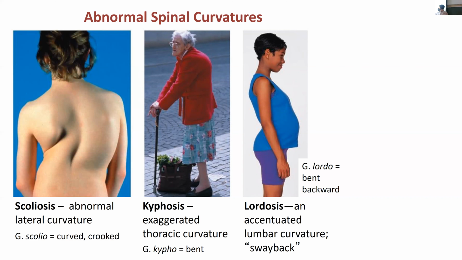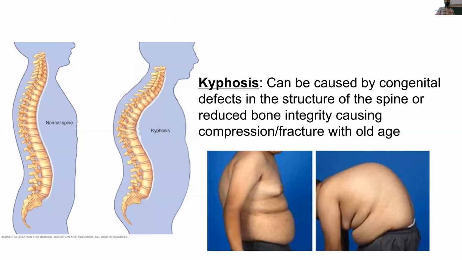And I'm going to show you another slide coming up that explains how that can happen, especially during pregnancy as well. So I do want you to know 3 kinds of abnormal spinal curvatures. We've got scoliosis, which is the lateral curvature. We've got kyphosis, which is this exaggerated thoracic curvature. And we have lordosis, which is this exaggerated lumbar curvature. Let me just show you a little bit more detail here on kyphosis.